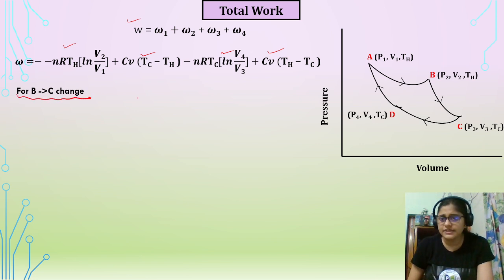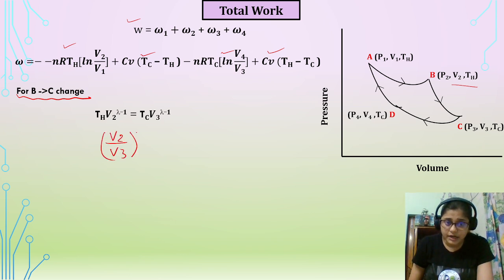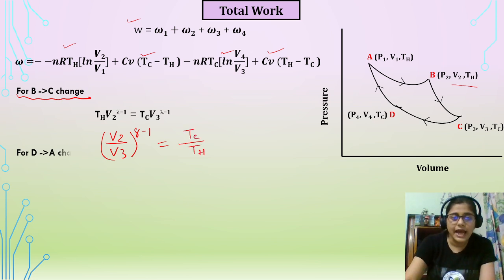B to C change is adiabatic, and for an adiabatic process we know that THV2 to the power gamma minus 1 will be equal to TCV3 to the power gamma minus 1, obviously. And what we can write from here? We can write that V2 by V3 to the power gamma minus 1 will be TC by TH.